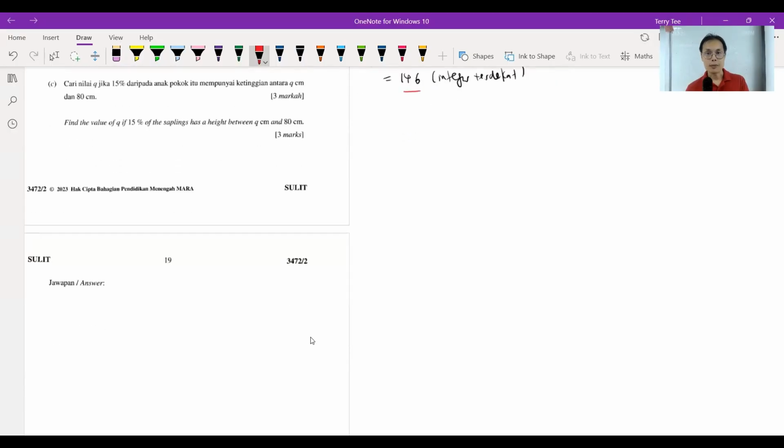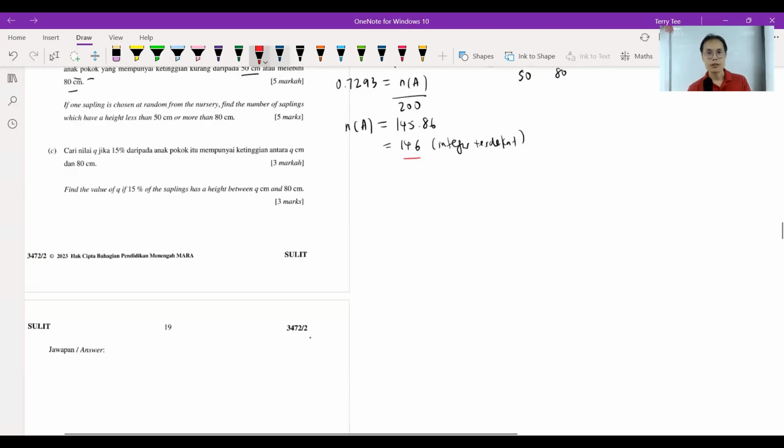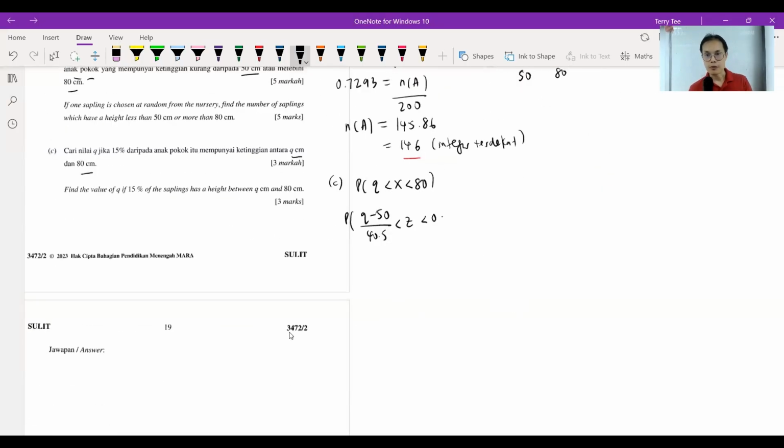Okay, then let's move on to part C. Cari nilai Q, I'll just continue from here. Cari nilai Q jika 15% of the anak pokok mempunyai ketinggian antara Q dan 80. Actually, this one, we already know what is 80. Yeah? We minus the mean, divide by standard deviation, standardize it. 80, when we standardize, we already got just now the value is 0.741. Yeah, 0.741. And this probability is 15%.